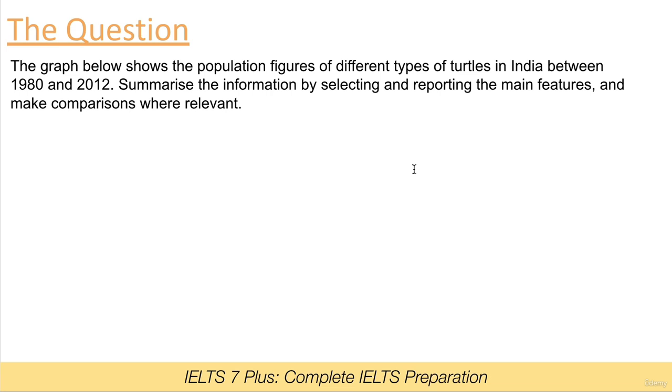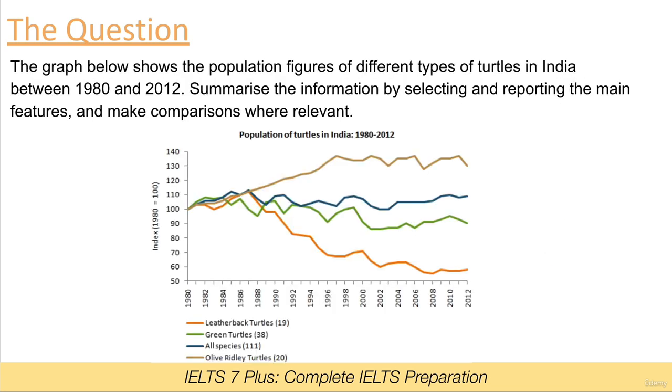All right, so what are we actually looking at? Population figures of different types of turtles in India. And we have two years here. So 32 years this spans. All right, let's bring in the line graph itself.